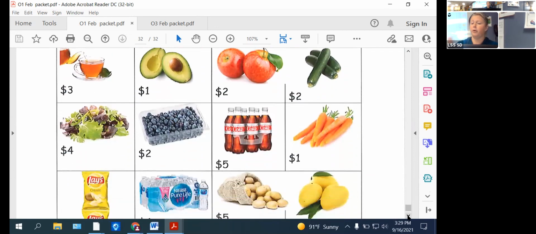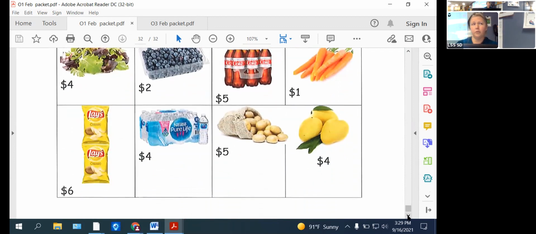And we practiced different budgets. Today we had $20. Today we have $10. And they went and they made their food choices. I would say about 80% of my students were able to go shopping on a budget.